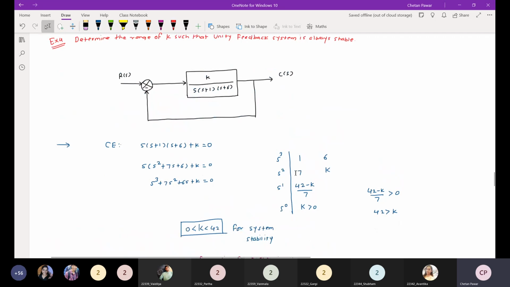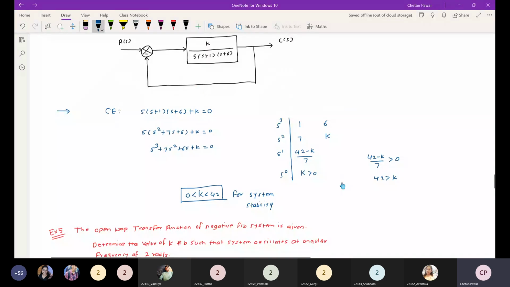There is a shortcut method also for a third order characteristic equation. What is the shortcut method? You can apply that in particular MCQ exams. The shortcut method I can put here. So this is the inner product and this is the outer product.